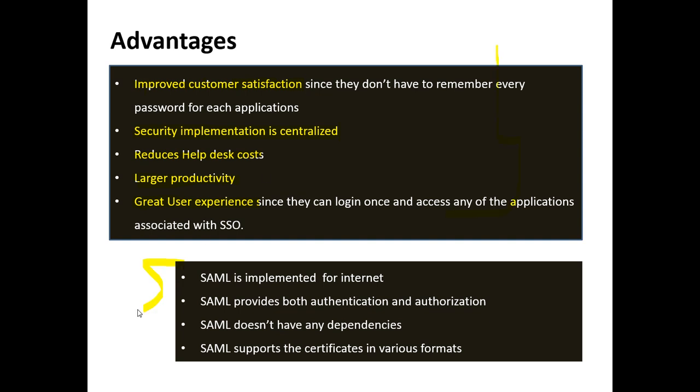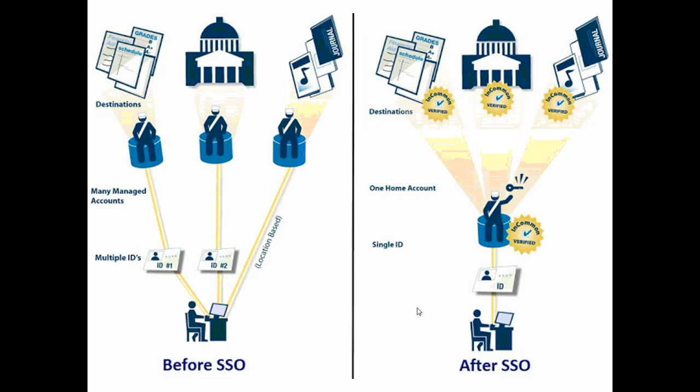The advantage of the technology is that SAML is implemented for the internet. Not only for LAN, even for the internet you can use it. SAML provides both authentication and authorization, not only one of them. SAML doesn't have any dependencies, so it is independent of other components and is always free. It supports certificates in various formats, like .cer, .jks, .der and so on. Everything is supported in SAML, whereas OAuth or WS Federation might have a specific certificate format. These are the advantages of the proposed system.